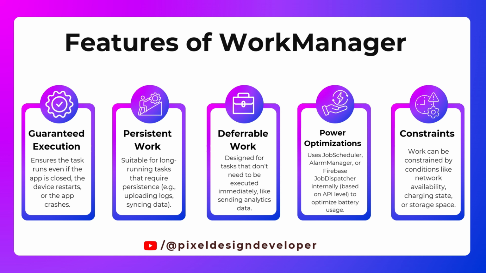Deferrable work. For tasks that don't need to run immediately, like sending analytics or reports, WorkManager ensures they execute when conditions are right. Power optimizations. To save battery, WorkManager uses efficient mechanisms like JobScheduler or Firebase JobDispatcher based on your device's API level. Constraints. You can specify conditions for task execution, like running only on Wi-Fi, while charging, or when storage is available. This gives you complete control over resource usage.